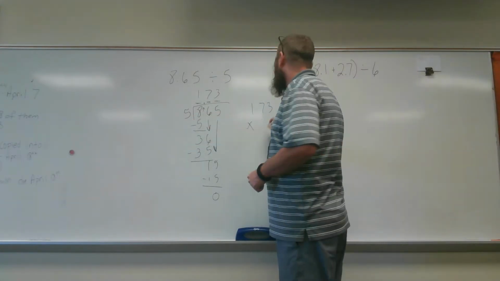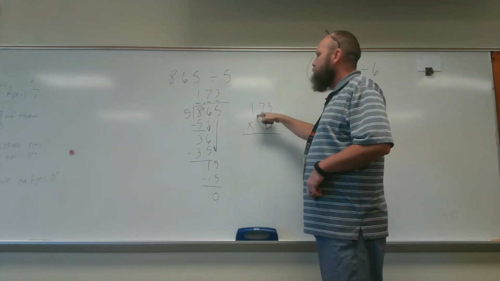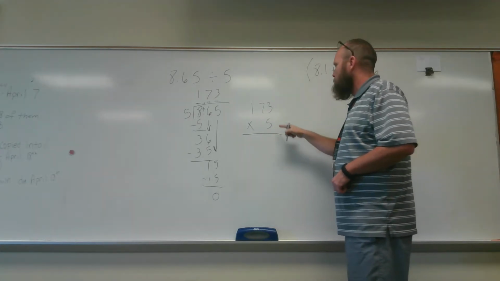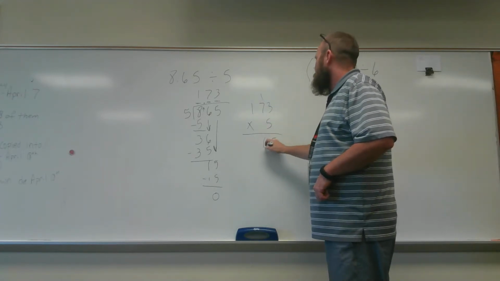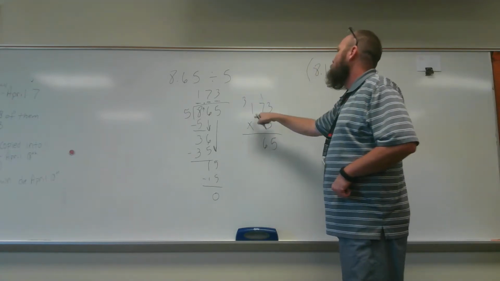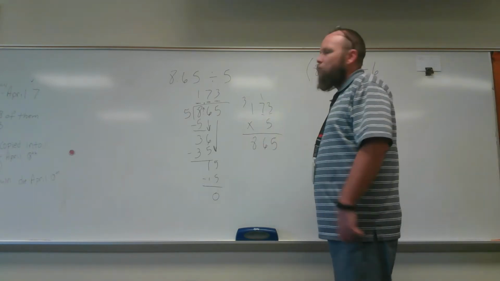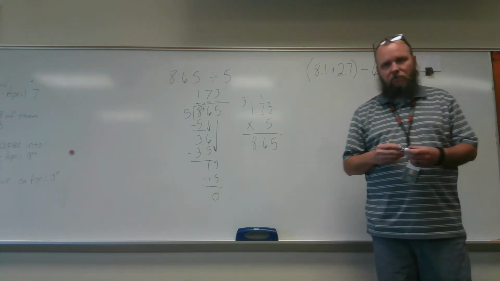Multiply by my divisor, times 5. I could ignore the decimal point. Multiply first without looking at the decimal point. 5 times 3 is 15. 35 plus 1 is 36. 5 times 1 is 5 plus 3 is 8. 2 numbers behind the decimal point in the problem. 2 numbers behind the decimal point in the answer.